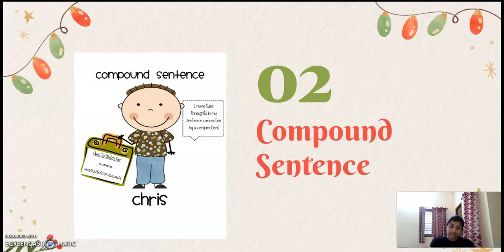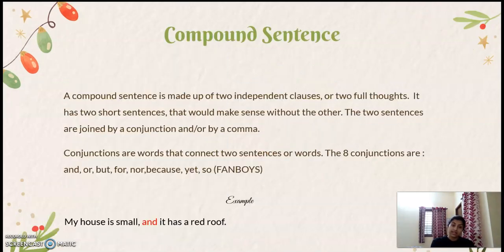A compound sentence is made up of two independent clauses or two different full thoughts. It has two short sentences that would make sense without the other. The two sentences are joined by a conjunction and or a comma. Conjunctions are words that connect two sentences or two words. There are 8 common conjunctions: and, or, but, for, nor, because, yet, and so.